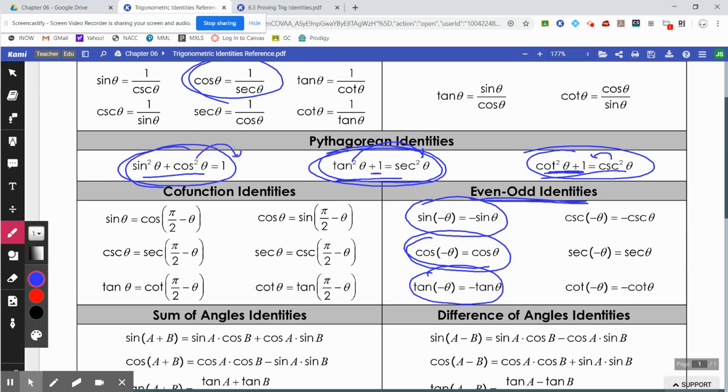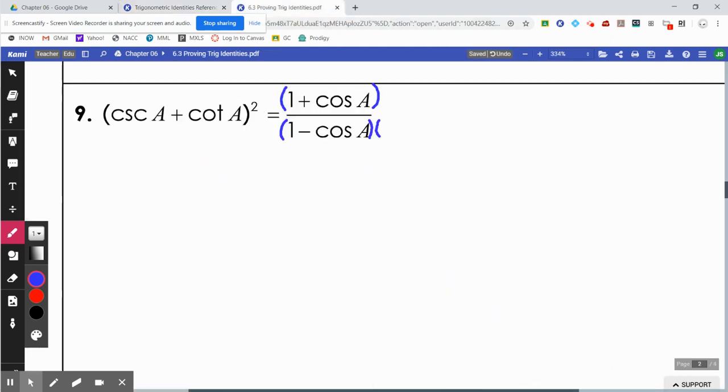Move the cosine squared over, and you can turn it into 1 minus cosine squared by doing this. Multiply by the conjugate, which is 1 plus cosine. So let's multiply top and bottom by 1 plus cosine and see what happens. On top, you have 1 plus cosine times 1 plus cosine, which I'm going to leave for just a second as 1 plus cosine all squared.